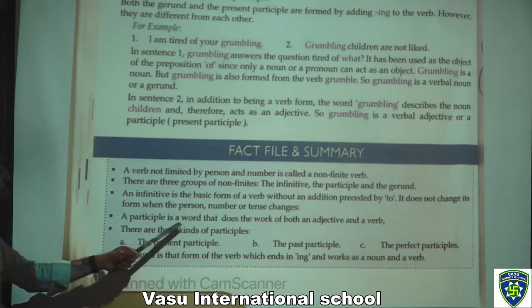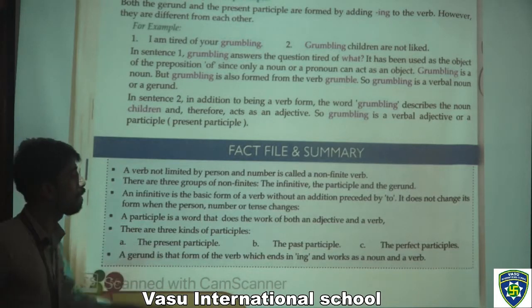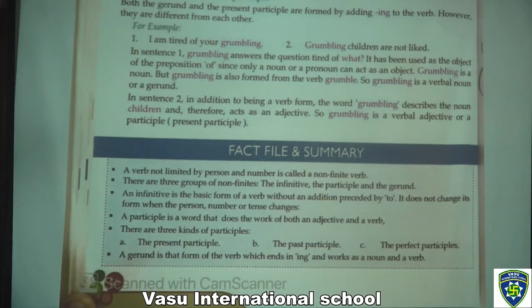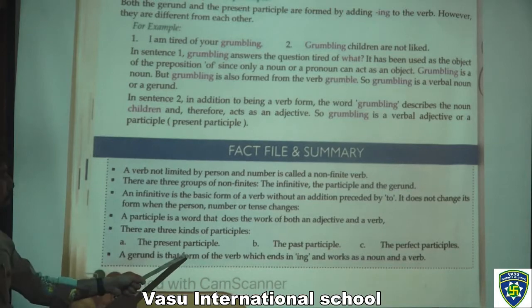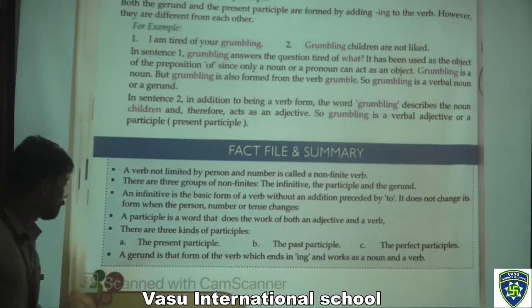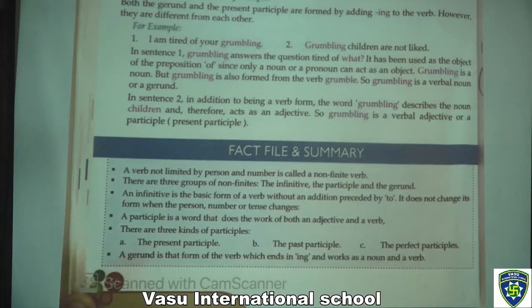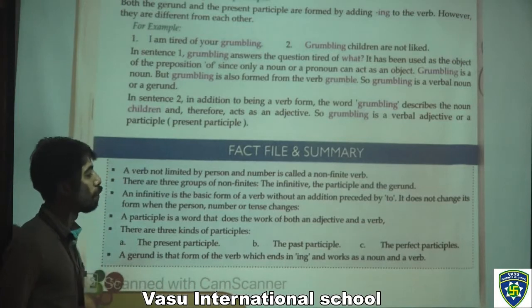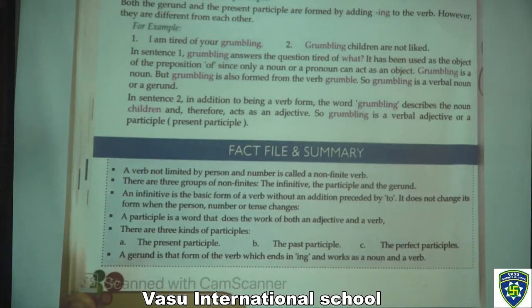A participle is a word that does the work of both an adjective and a verb. Now there are 3 kinds of participles. What are they? The present participle, past participle and perfect participle. Now a gerund is that form of the word which ends in ing and works as a noun and a verb. Thank you.